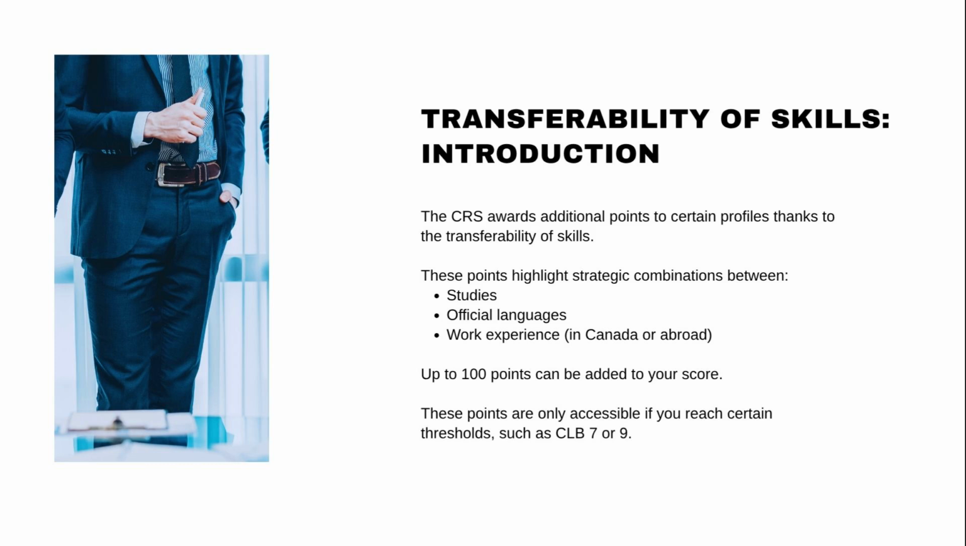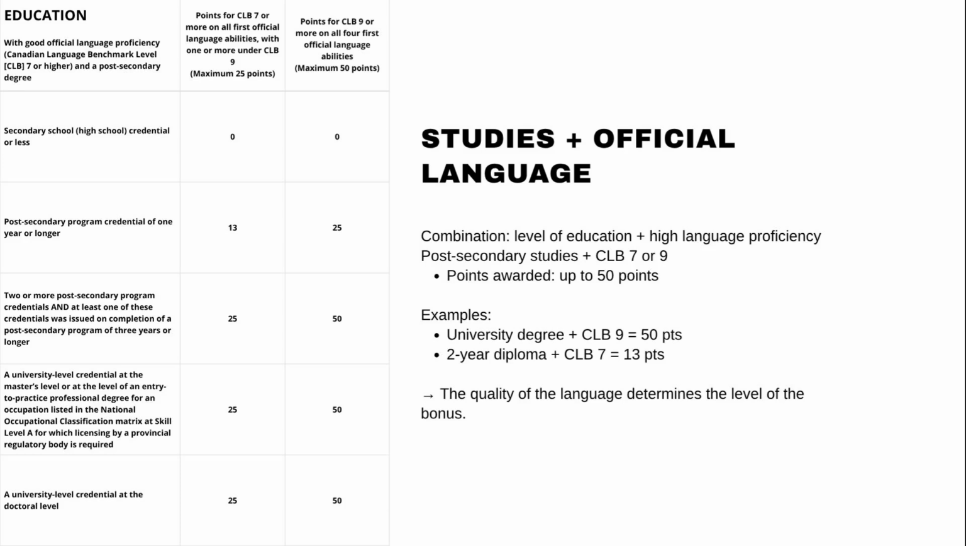For example, having a good degree is great, but having a good degree and a very good level of language skills is even better. It's this logic of synergy that can earn you up to 100 extra points. So this is a strategic section, especially for candidates who want to compensate for a weakness elsewhere. Here's the first combination: education plus language.